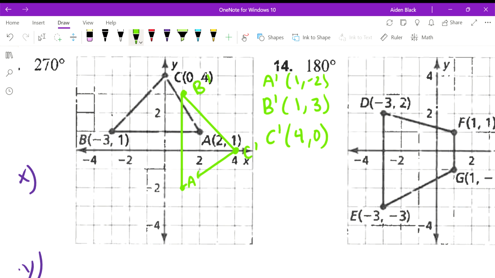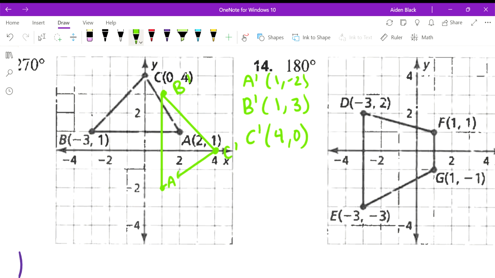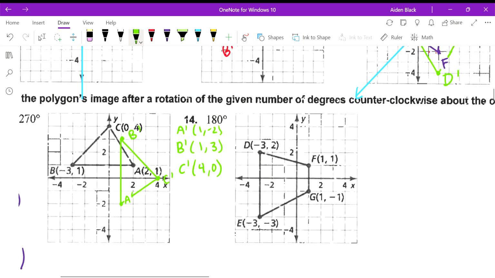Okay, does this look like it's been rotated 270 degrees counterclockwise? Yeah, it looks like it has been. Good, this looks good. Yeah, it looks like a 270 degrees counterclockwise rotation.